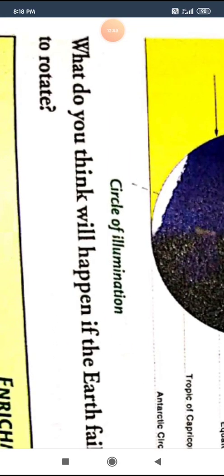Now, what do you think? What will happen if the earth fails to rotate? Because continuously the earth is rotating. But if the earth fails to rotate, what will happen?